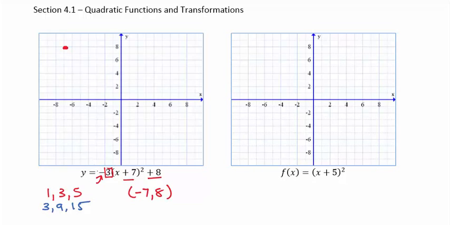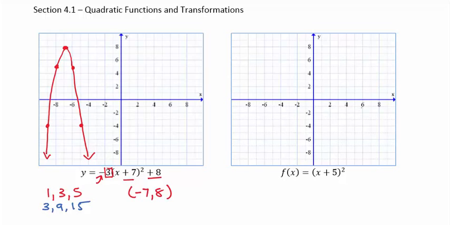So it opens down. Instead of 1, 3, 5, we're going to go down 1, 2, 3, and over 1. Then down 1, 2, 3, 4, 5, 6, 7, 8, 9, and over 1. And we certainly cannot go down 15, so we'll stop there. Notice how much thinner the parabola is, how much it looks like it's stretched out. So there's where we get the name vertical stretch.